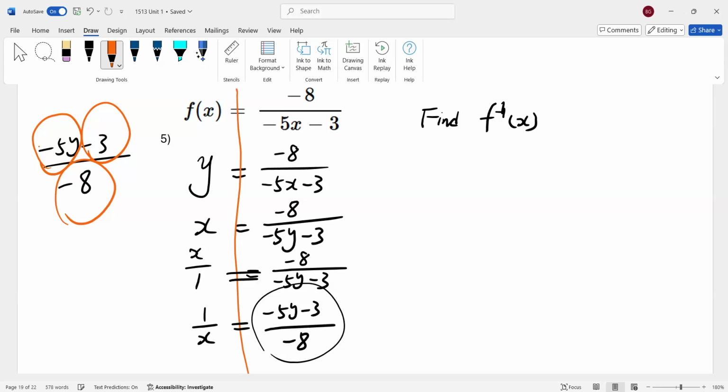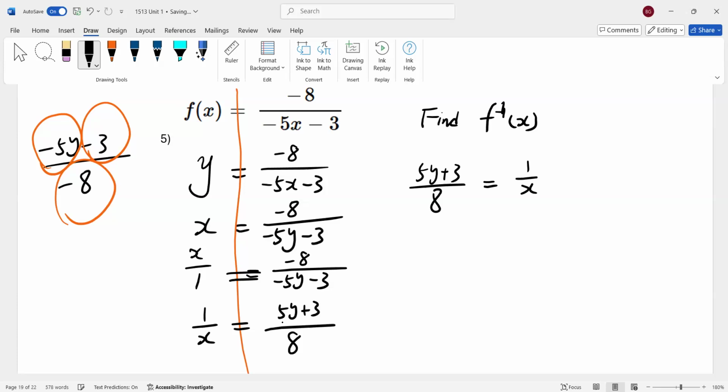Why don't we just get rid of the negative altogether? So positive, positive, positive, right? Positive A. And then by flipping the top and the bottom, we have the y in the numerator on the right side of the equation. And then we're going to switch the two sides. I have 5y plus 3 over 8 equals 1 over x, right?